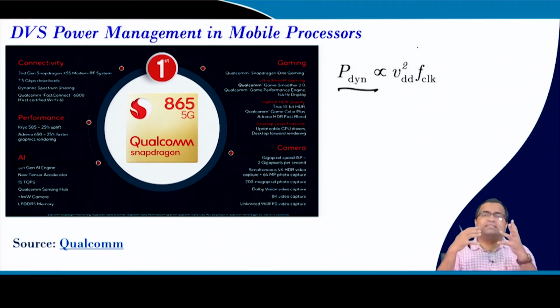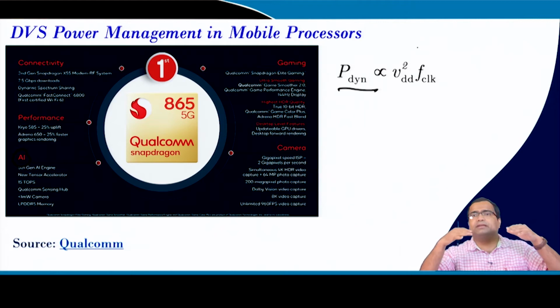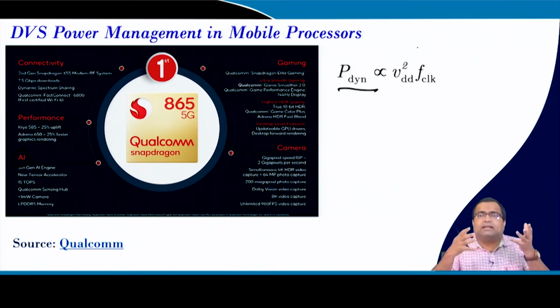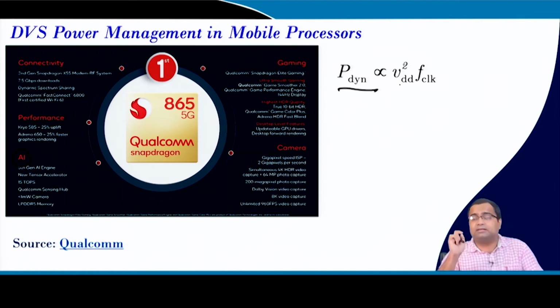But if you use the balance mode, then it is a trade off. It will be lower performance than the first case, the high performance mode, but it may be better than the battery saving mode. So, all these features are nothing but changing the voltage and clock frequency of the processor.